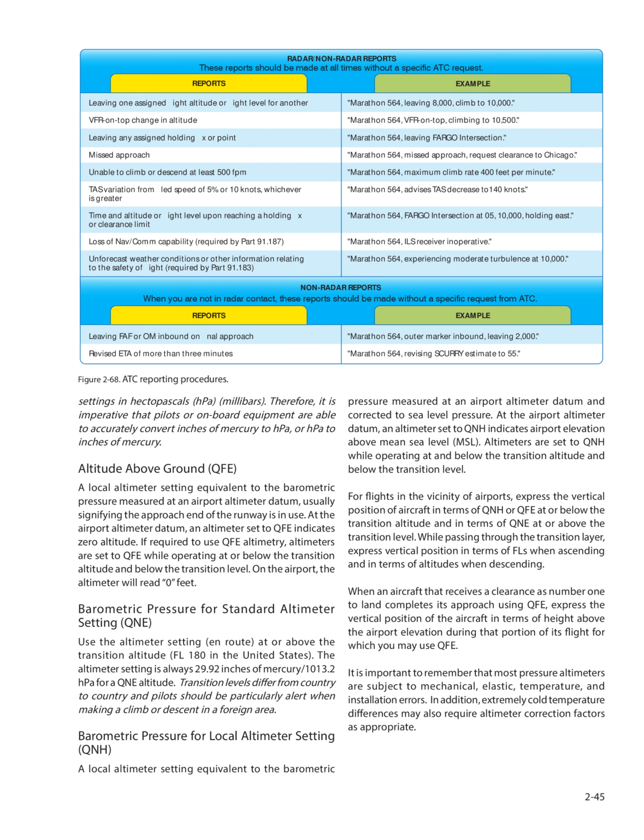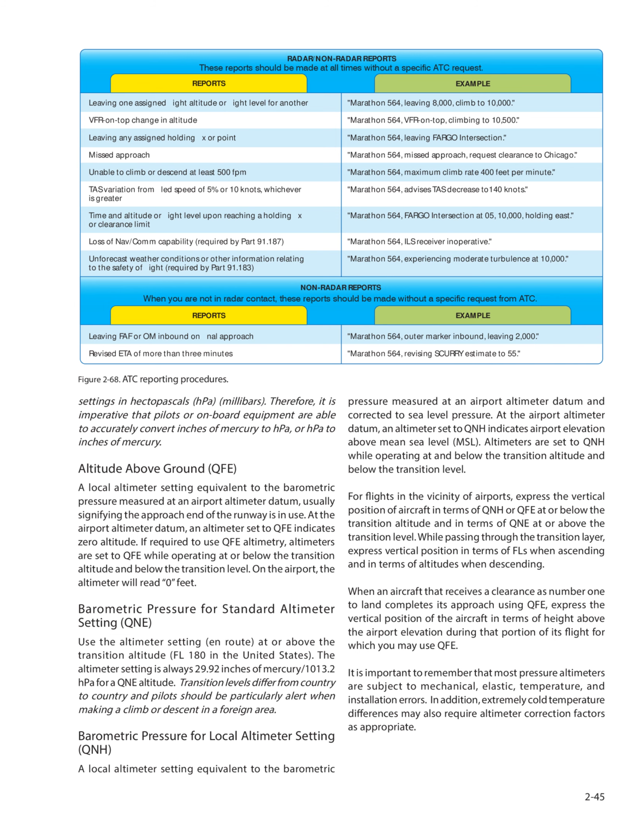If required to use QFE altimetry, altimeters are set to QFE while operating at or below the transition altitude and below the transition level. On the airport, the altimeter will read 0 feet. Barometric pressure for standard altimeter setting, QNE: use the altimeter setting en route, at or above the transition altitude, FL 180 in the United States. The altimeter setting is always 29.92 inches of mercury / 1013.2 hectopascals for a QNE altitude.